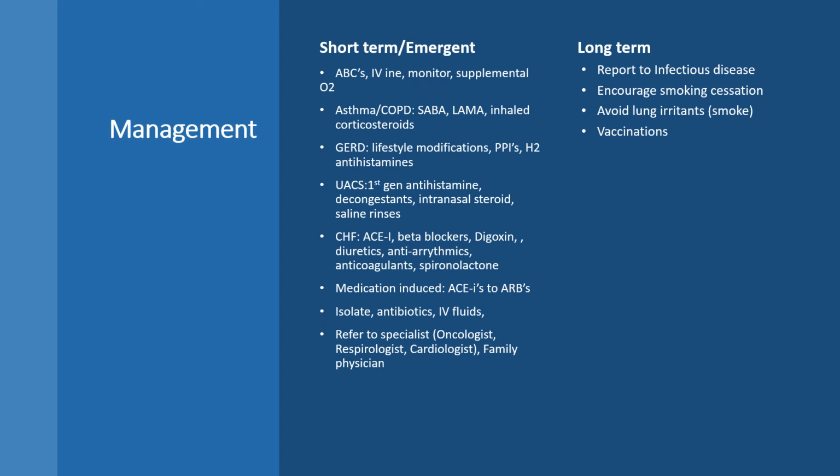For CHF, medications include ACE inhibitors, beta blockers, digoxin, diuretics, antiarrhythmics, anticoagulants for those who have concomitant atrial fibrillation, and spironolactone. For medication-induced cough, you want to switch your patient from an ACE inhibitor to an angiotensin receptor blocker. Where necessary, isolate, provide IV fluids, and give antibiotics. You want to always refer to a specialist, whether it be a respirologist or oncologist, and always refer back to their family physician if presenting inside the emergency room. For long-term care, you want to remember those infectious causes that need to be reported. You want to encourage smoking cessation in those who are smokers, and those who have irritants to smoke, they want to avoid the exposure and ensure that the vaccinations are up to date.